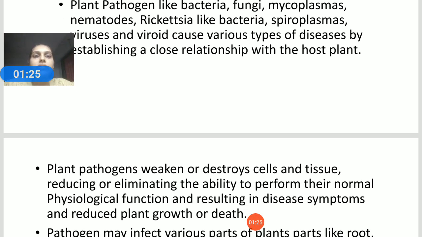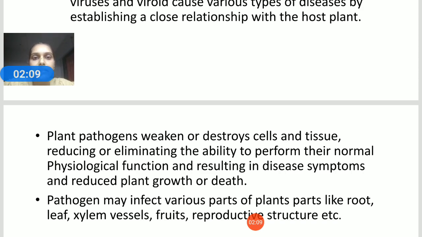Plant pathogens weaken or destroy cells and tissues, reducing or eliminating the ability to perform their normal physiological functions, and result in disease symptoms and reduced plant growth or death. When the plant and pathogen are attached to each other, they are in a relationship, and the pathogen weakens or destroys the cells or tissues, reducing the ability to perform the physiological functions of the host plant, and at last reduces plant growth, and in an extreme state the plant dies, right?